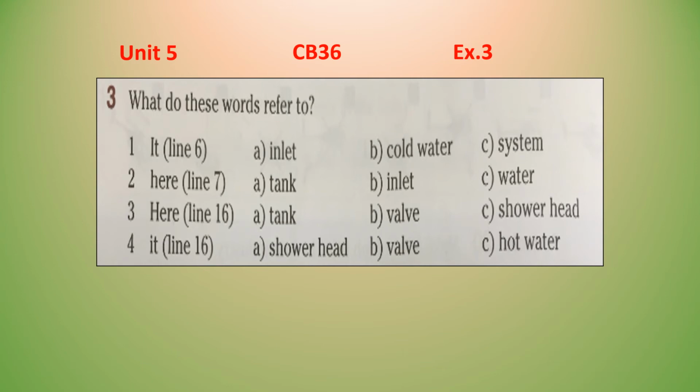For number 1 we have 3 options: A, inlet, B, cold water, C, system. For number 2 we have 3 options as well: tank, inlet, water. For 3 we have tank, valve, or shower head. Finally, for number 4 we have shower head, valve, or hot water. I ask you please to pause the video for like 3 minutes, try to find the answers, and then come back to check together.